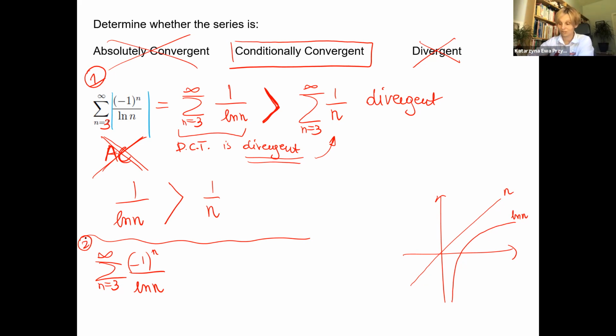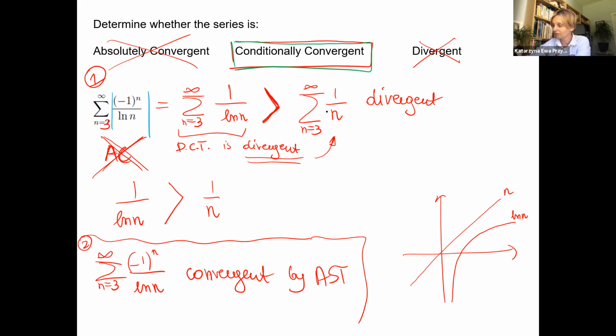Now we're looking at the original formula, and we know, we just did on the previous slide, that the original formula is convergent, but not absolutely convergent: conditional convergence. That's the example of conditional convergence. For conditional convergence, we have to get divergence and convergence: divergent for the absolute value, convergent for the original formula.